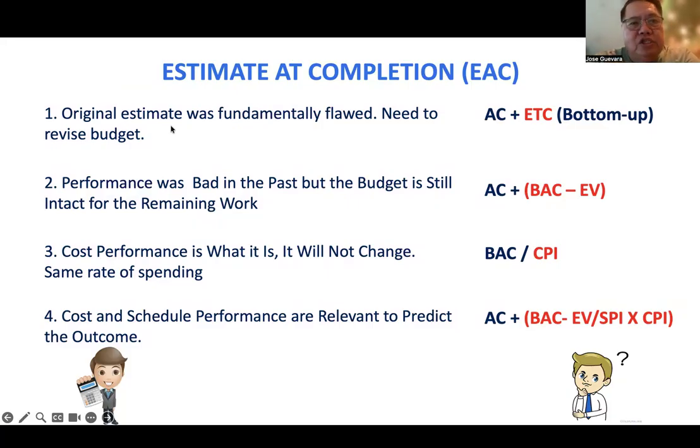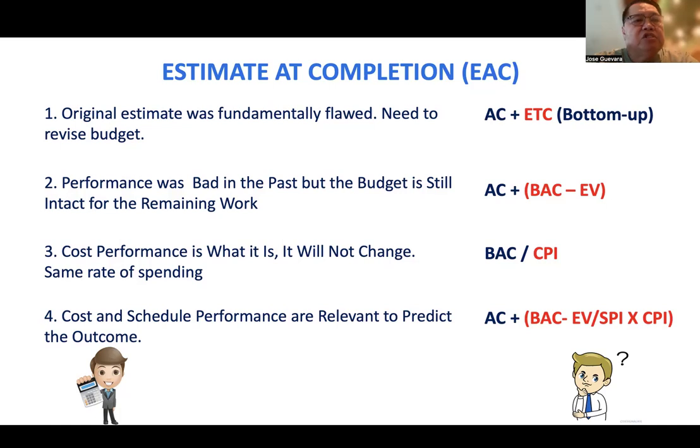So here are the different types of formulas to calculate estimate at completion. If the scenario in the multiple choice questions or any problem says that the original estimate was fundamentally flawed and we need to revise the budget, then the formula will be the actual cost plus ETC, estimate to complete, meaning we're going to do the bottom-up estimation. If the scenario is performance was bad in the past, but the budget is still intact for the remaining work, then it is actual cost plus BAC minus EV.